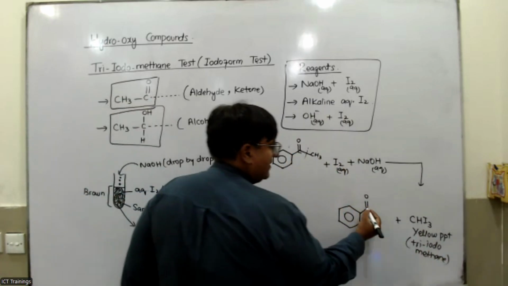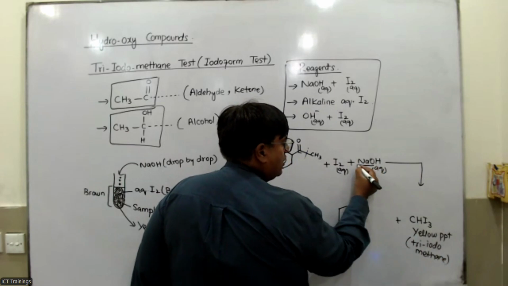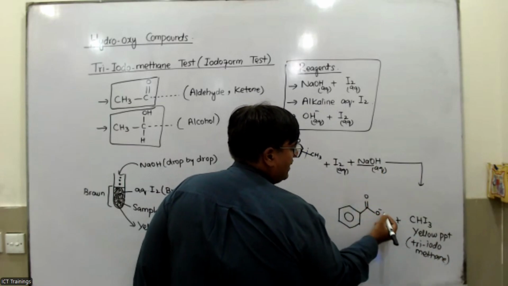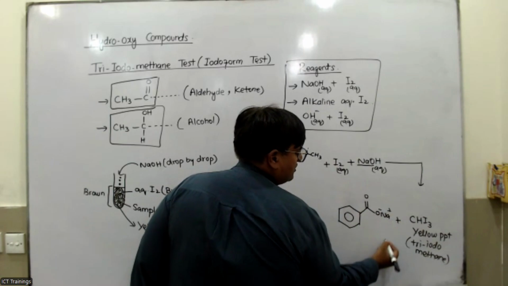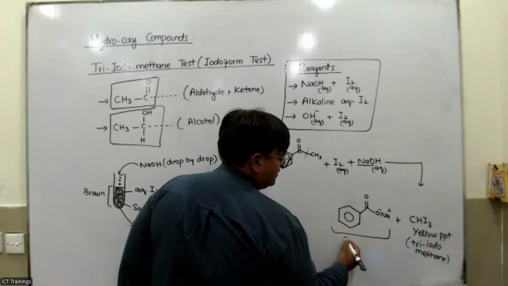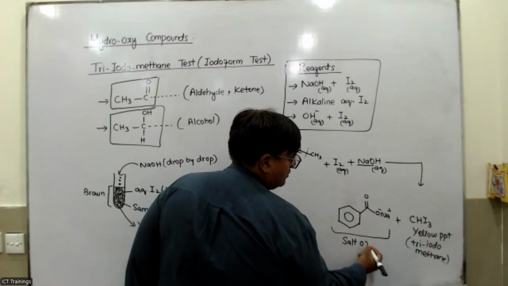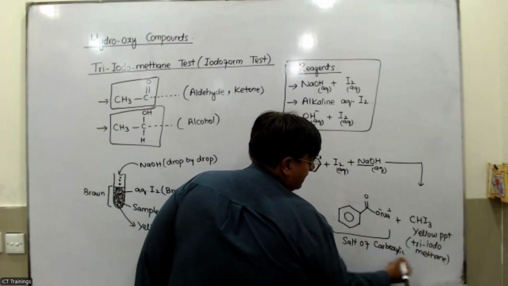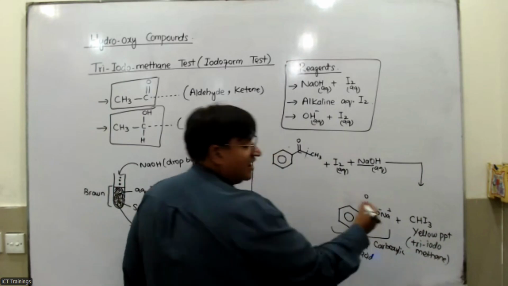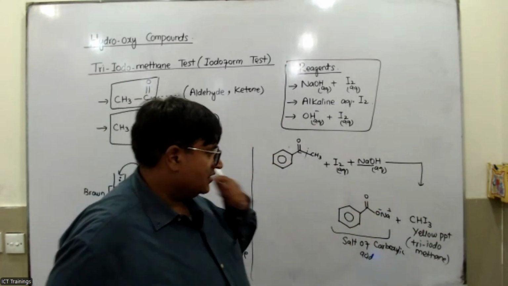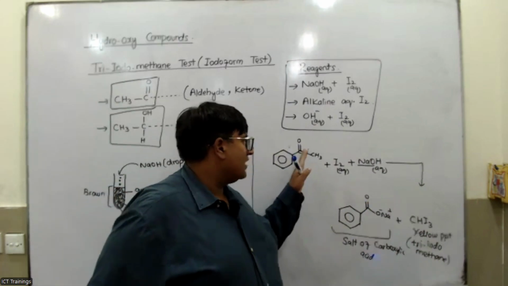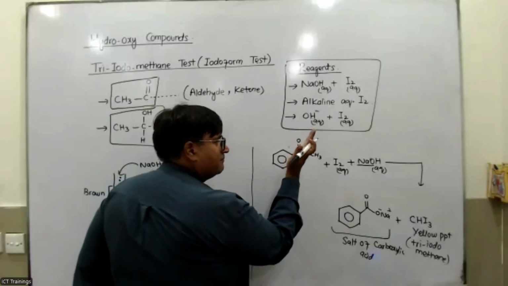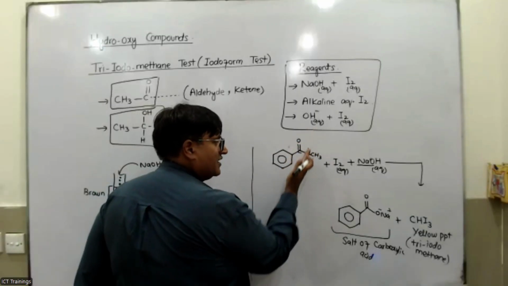Now this thing remaining, it would join with the ONa. So O minus Na positive. So this is the salt of carboxylic acid. This salt has been derived from the carboxylic acid. Okay. So you should break this one from here.